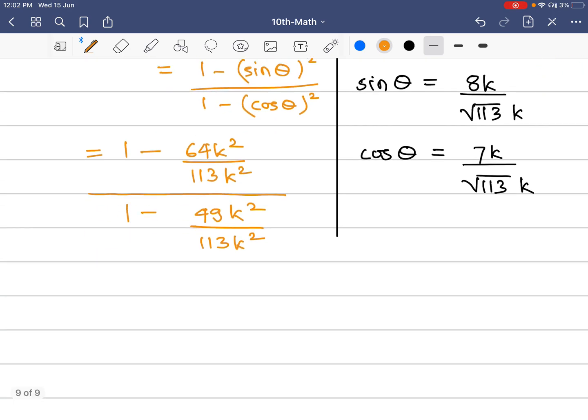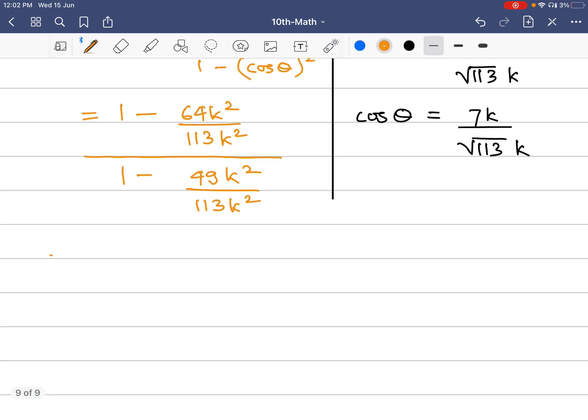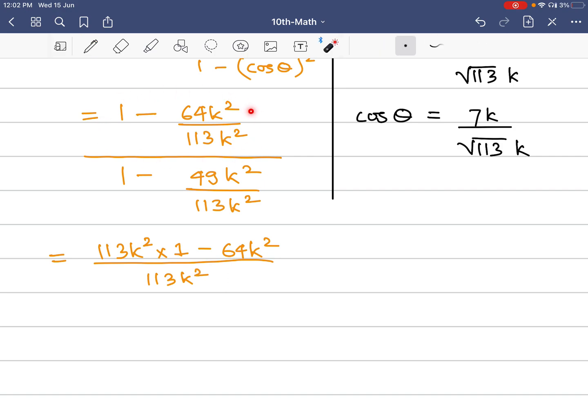Okay, so we have got these values. Now we have to simplify this fraction. So what's going to happen is 113k square into 1 minus 64k square, the whole divided by 113k square. In fact, let me write it down. 113k square into 1 minus 64k square, the whole divided by 113k square. This is our numerator. This into this minus this, the whole divided by denominator.